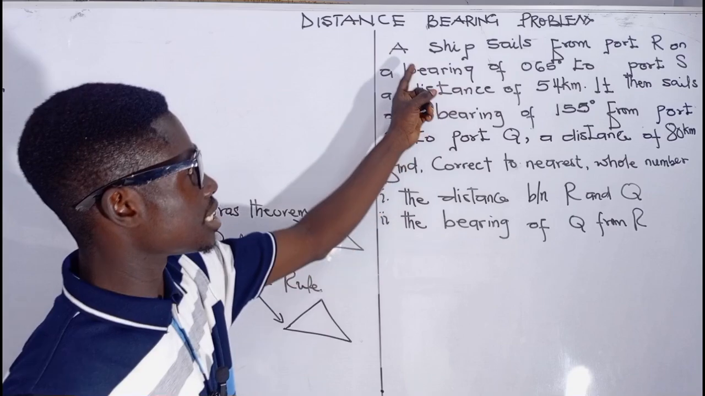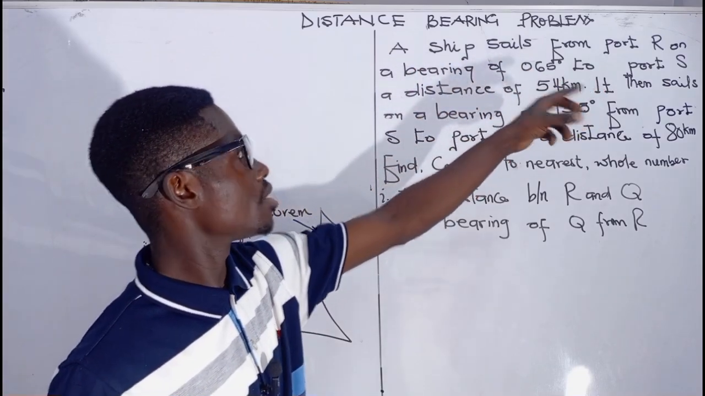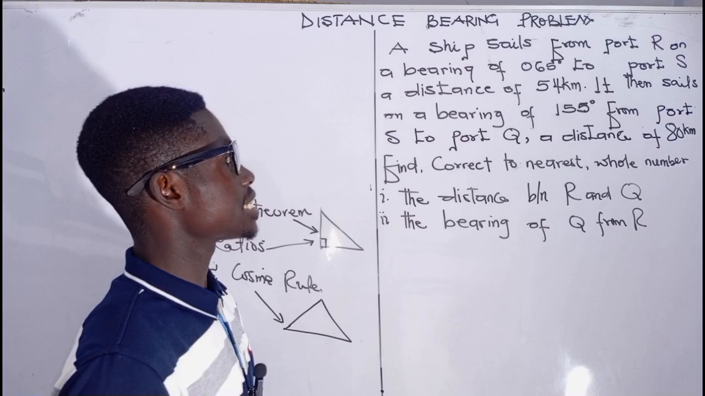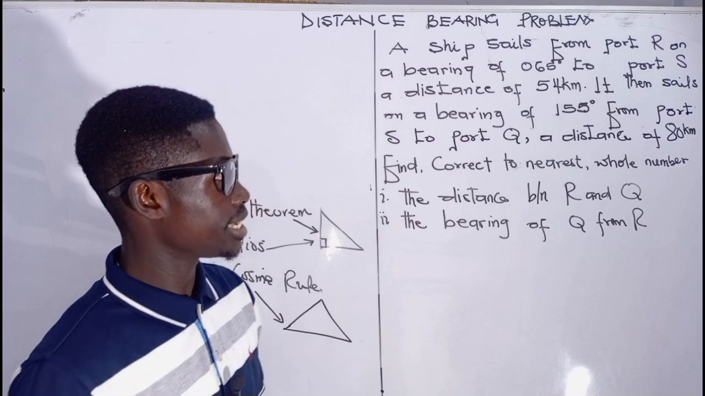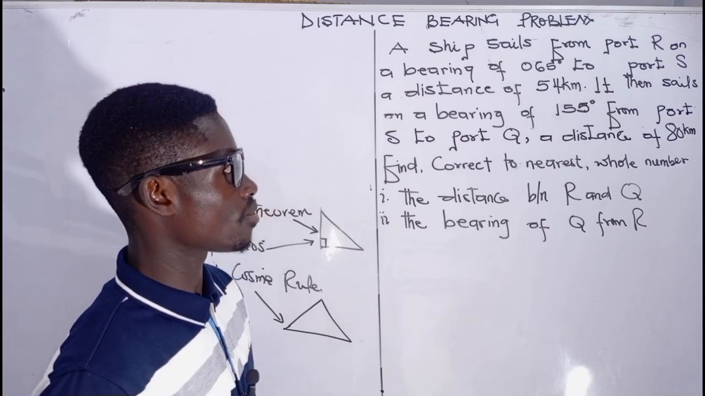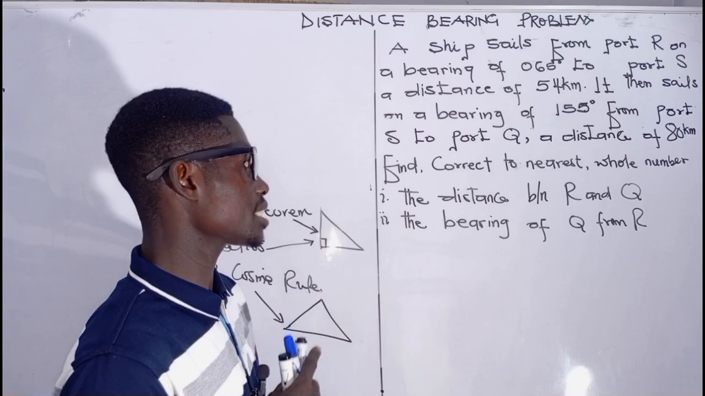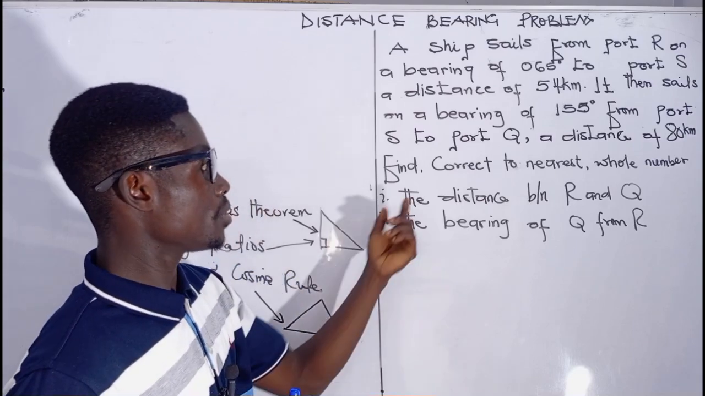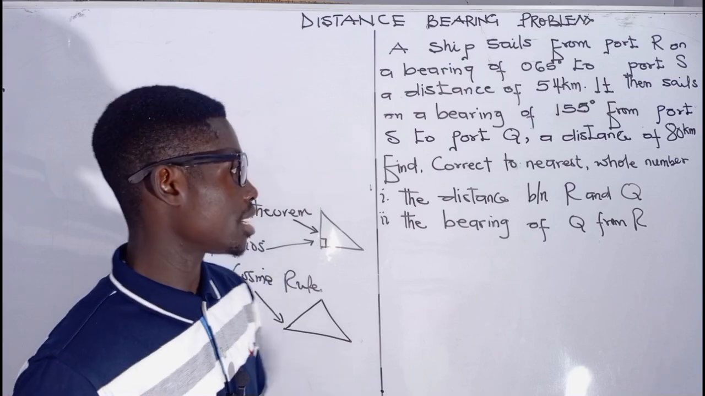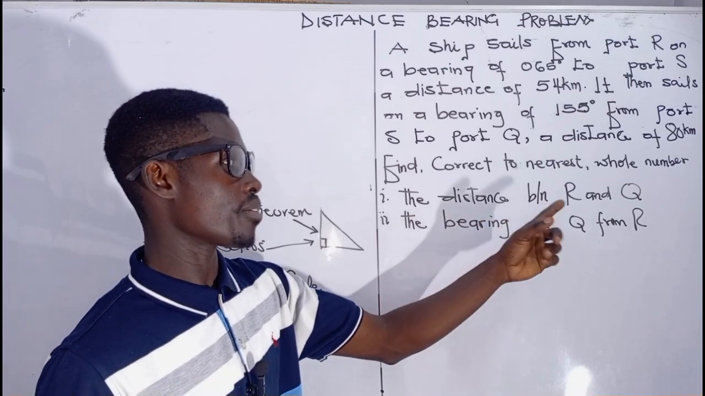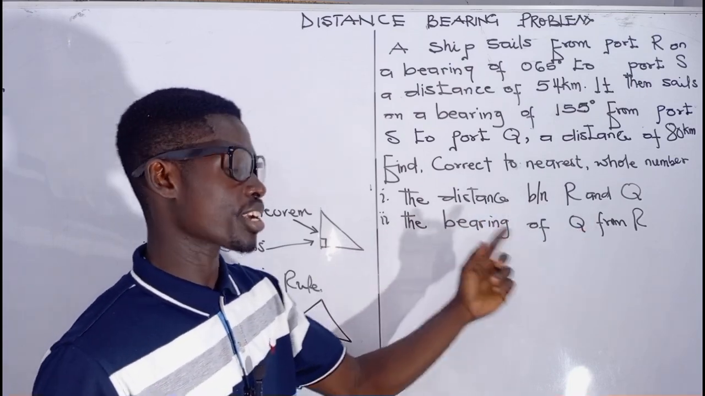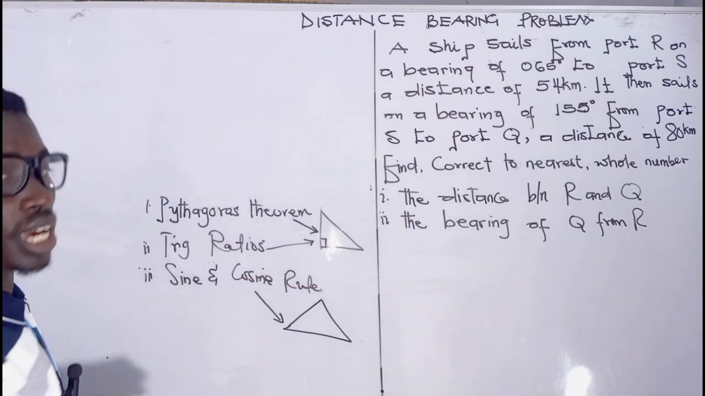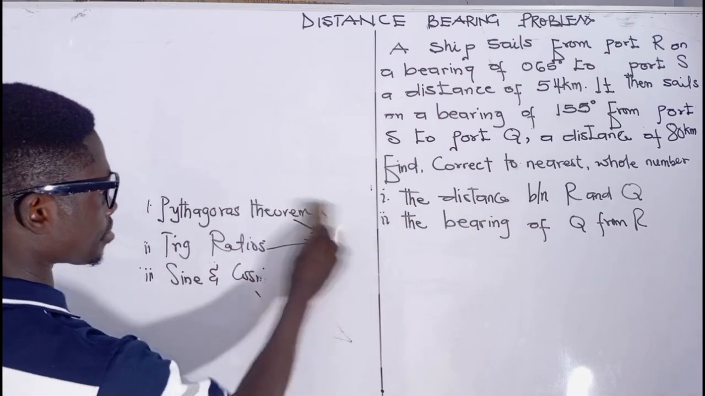So we are saying that a ship sails from port R on a bearing of 65 degrees to port S, a distance of 54 kilometers. It then sails on a bearing of 155 degrees from port S to port Q, a distance of 80 kilometers. We want to find, correct to the nearest whole number, the distance between R and Q, and then the bearing of Q from R. So this is our question, and we are going to solve it.